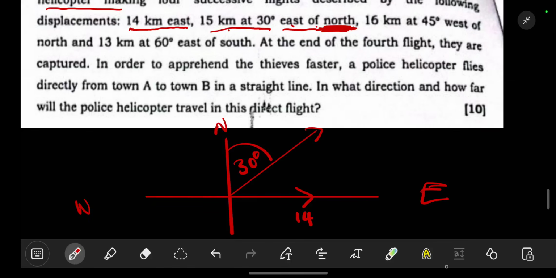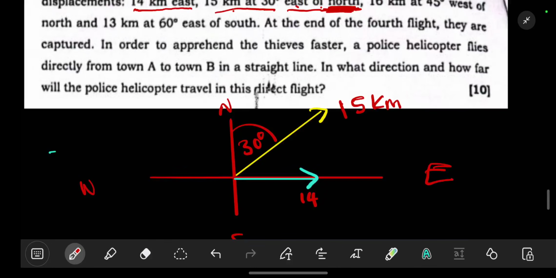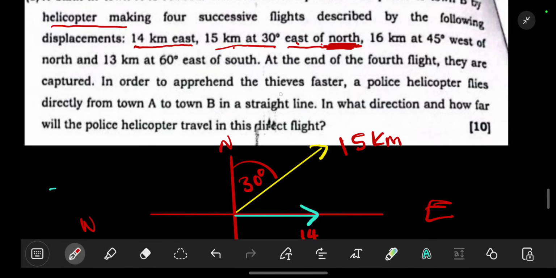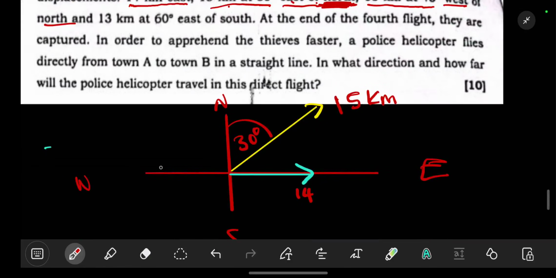Then you move on to your next one. So this can be in yellow. Then this one we have 15 kilometers. Here we have 14 kilometers like that. Then which one are we on? So we are on 16 kilometers at 45 degrees west of north. So go to your west, which is this side, whilst going to your north, which is up. So this is what we have.